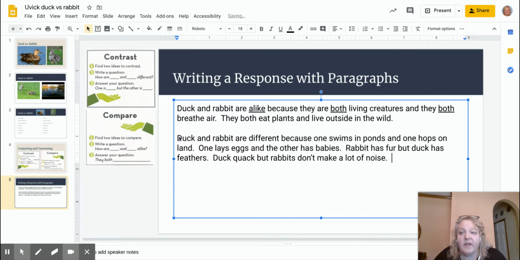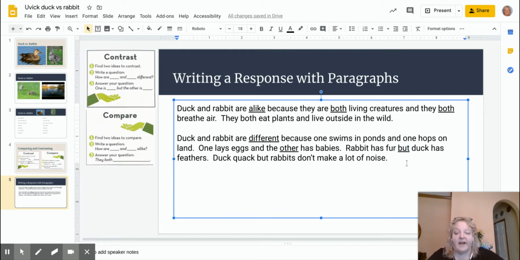So let's look at what keywords we're using here to contrast. When we were comparing, we used alike and both. This time we're using words like different, but we're still using both, duck and rabbit. We're using words like other, the other, different. Rabbit has fur, but, another but, duck has feathers. Words like other and different.